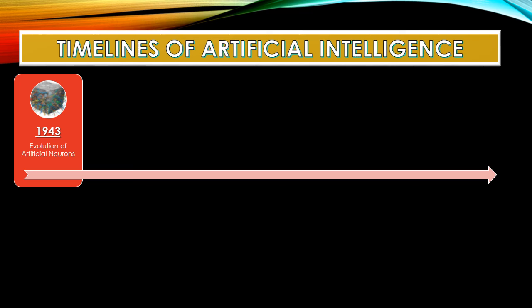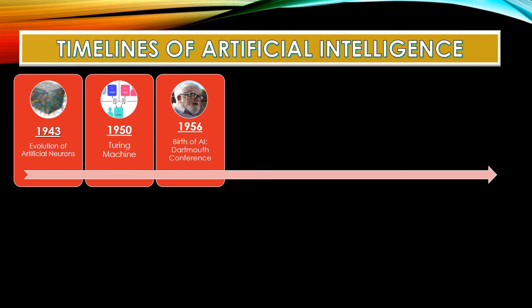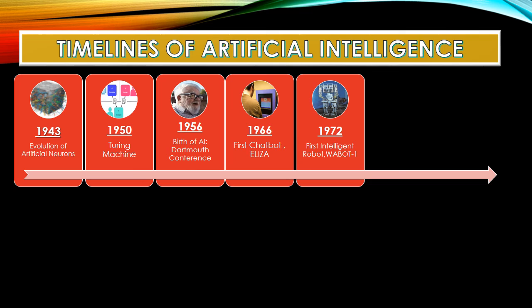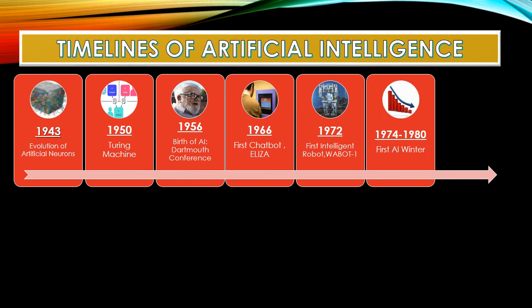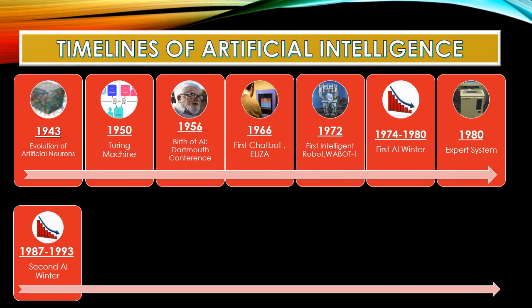Evolution of artificial intelligence. 1950, Turing machine. 1956, birth of AI, Dartmouth conference. 1966, first chatbot Eliza. 1972, first intelligent robot Wabot 1. 1974 to 1980, first AI winter. 1980, expert system. 1987 to 1993, second AI winter.